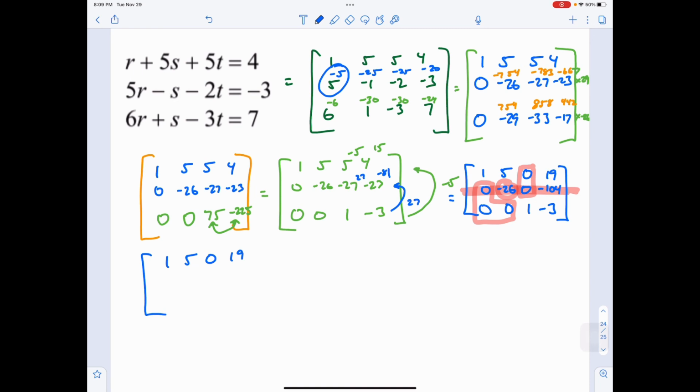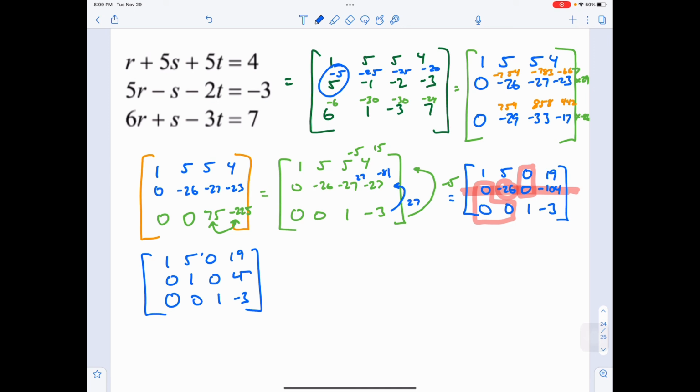Our second row becomes 0, negative 26 divided by negative 26. Oh, and sorry, that is 1. And 104 divided by negative 26 is going to be positive 4. So 0, 0, 1, negative 3. All right, so as you can see, we have even more zeros now. Well, we have zeros and we have our row of 1s. Nice. We just have to have one more 0 and we're good to go.